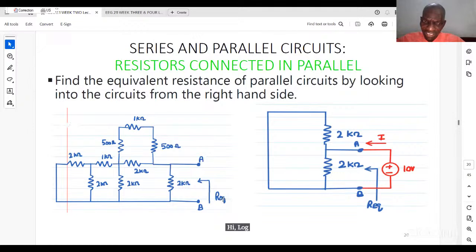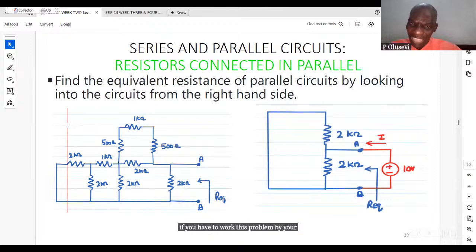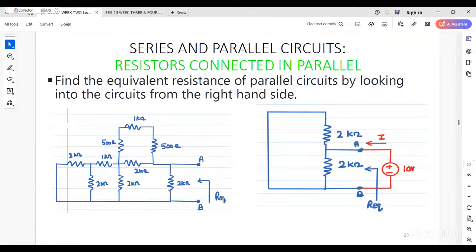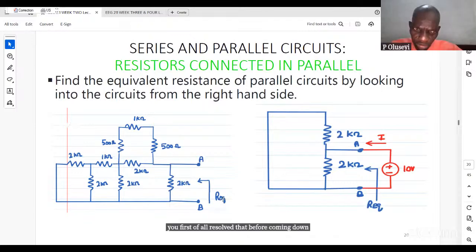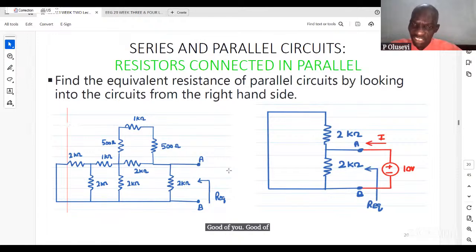Alozie. Yes, sir. If you are to work this problem by your right-hand side, the one on my left-hand side, where will you start? You're going to start from the branched part of the circuit above the 2 kilo ohm. You first of all resolve that before coming down. Good. Then you start from the left-hand side where the 2 kilo ohm is. Good of you. That's great. Thank you. You got what I was trying to drive at.